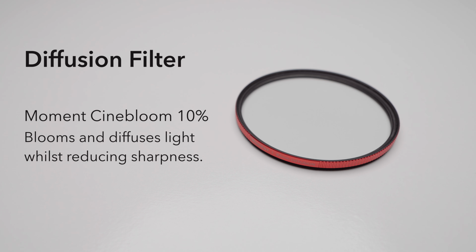Diffusion filters are used to reduce contrast in a scene and add a sort of bloom to the highlights. This results in a much more dreamy look than what comes straight out of the camera. The diffusion filter that I use is the Moment Cinebloom 10%.